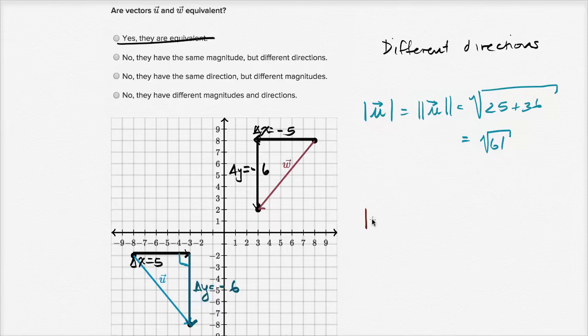Now what about vector w? So the magnitude of vector w, I could use those double bars. Well, that's going to be the square root of -5 squared, which is 25, plus -6 squared, which is going to be 36. Well, that's going to be the square root of 61 as well. So they have the same magnitude, just different directions. So let's see. No, they have the same magnitude, but different directions. Yep, that's the choice we like.